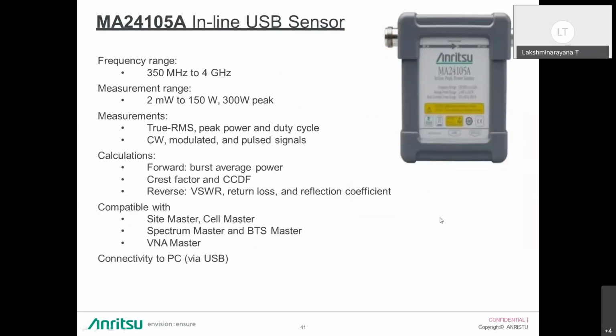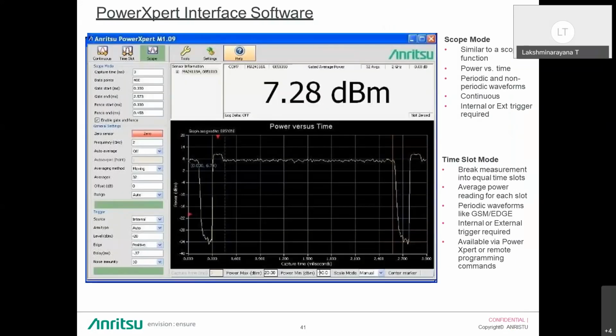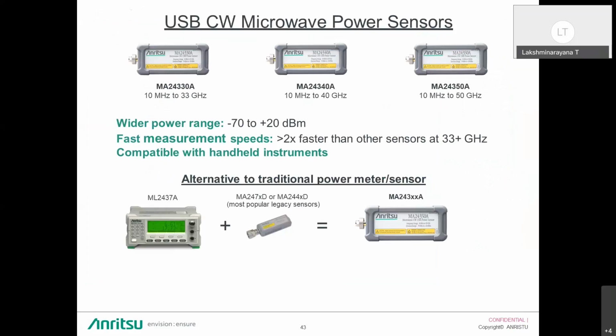So this is an inline power sensor which is used for measuring forward and reverse power. Reverse power measurements mean VSWR, return loss, and reflection coefficient, which are used for base station and mobile communication applications. This is the Power Expert software, which is used to interface between the power meter and the PC. We can use the scope mode and time slot mode, where you can get the power sustain measurements also, and you can log the data. So this is about the USB power sensors.